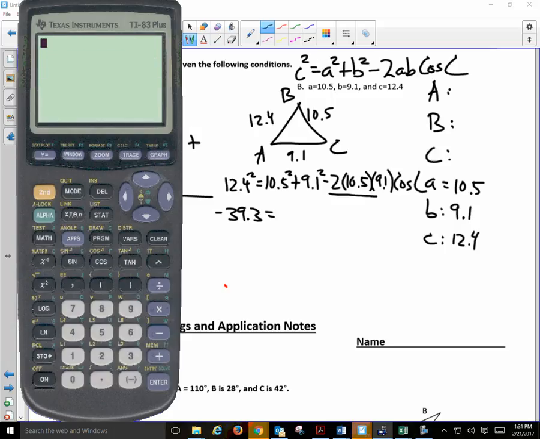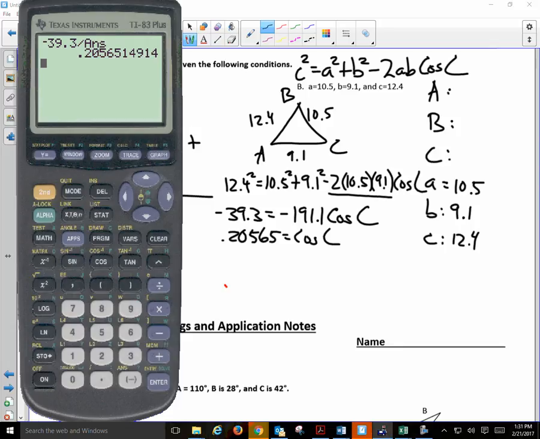And now I'm going to work with this part right here. Is that a positive 2 or a negative 2? That's the other mistake people make. They treat it as a positive. Negative 2 times 10.5 times 9.1, and I get negative 191.1. How do I solve? Divide. So I will take negative 39.3 divided by negative 191.1, and I get 0.20565 is equal to cosine of angle C.